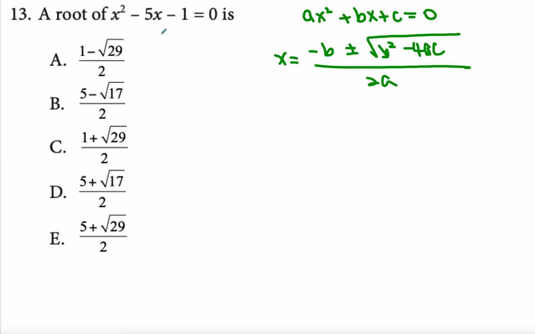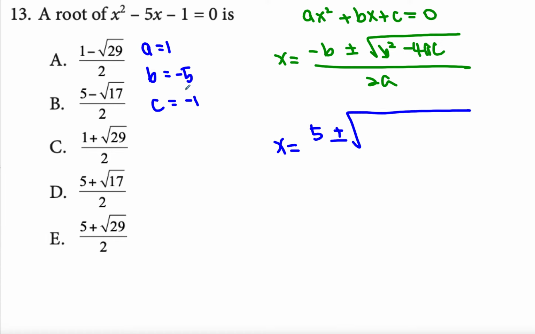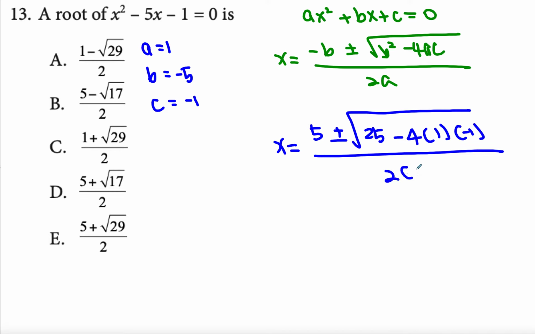So in this case, you can see that a must be equal to 1, b is equal to negative 5, and c is equal to negative 1. So using those three values, I'm going to put them in over here. Then our x value should be the negation of b. So instead of having negative 5, we will have 5, plus or minus the square root of negative 5 squared, which becomes 25, minus 4 times a, which is 1, times c, which is negative 1, all over 2 times a, which is 1.